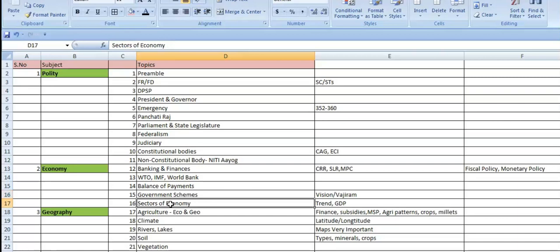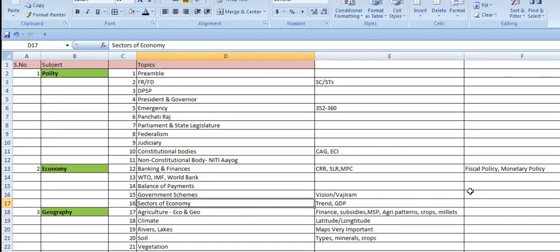Next one is the sectors of economy and the trends, like GDP, inflation, national income, deflation. Everything you have to follow in these sectors of economy. What are the trends being followed? What is the percentage? Not exactly the data, but know the basic interest rates or whatever rates are applicable, and the GDP percentage. You just have to know the basics.